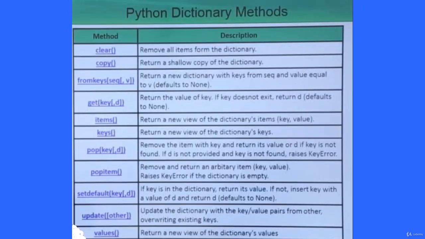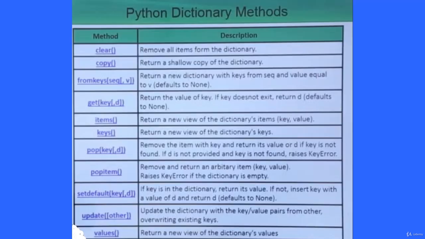Here we have the different methods which you can carry out on a dictionary. The first one is clear: remove all items from the dictionary. Copy: return a shallow copy of the dictionary. Then fromkeys, with sequence, comma v within brackets: return a new dictionary with keys from the sequence and the value equal to v, defaulting to None. Then we also have get, with key and d within brackets: return the value of key. If the key does not exist, then return d, which defaults to None.